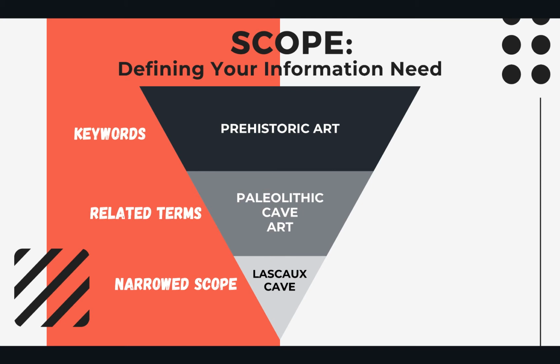Many times when you select a topic, it will begin very broadly, such as prehistoric art. I can go many different directions with this broad topic. As a researcher, I will begin to read through reference resources to gather background information to help me narrow the scope of my research. As I read through encyclopedias, dictionaries, and articles on my topic, I will come across additional related terms, such as Paleolithic cave art. After further reading, I might come across a more narrowed scope of Lascaux cave. I can use this narrowed focus for my research.